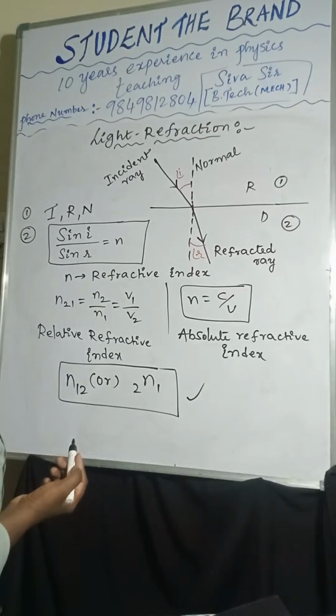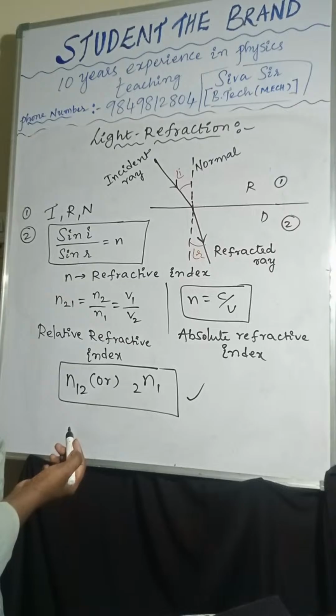Sir, back again. If the incident angle is in the denser medium such that the refracted angle is 90 degrees, grazing the surface and coming out into the rarer medium, it is known as the critical angle.